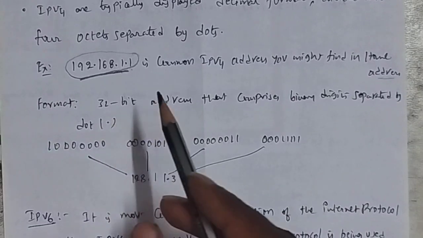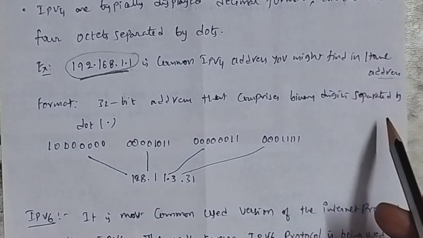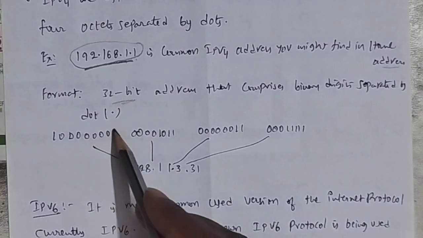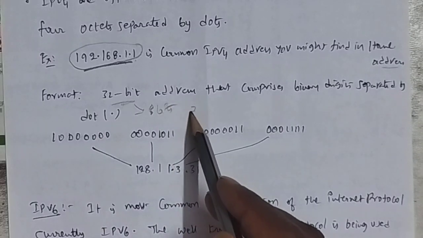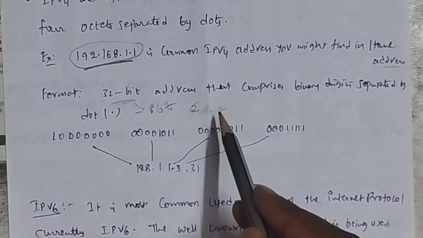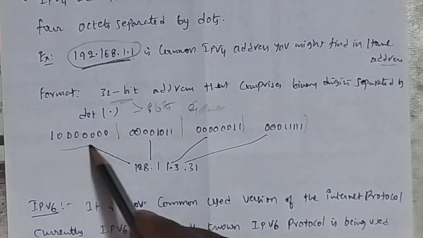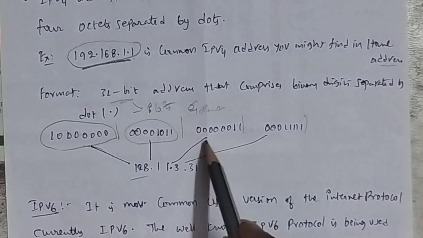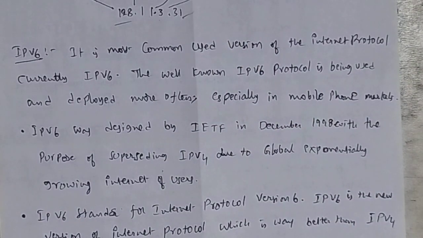The IPv4 format is a 32-bit address comprising binary digits separated by dots. The 32-bit address is divided into 8-bit parts, and 8 bits into 4 parts. See, 8 into 4 is 32 bits. So this is the first part, second part, third part, fourth part. This part becomes 128, this one becomes 11, this part becomes 3, and this part becomes 31. Okay, this is about the IPv4 address, and now we will see what the IPv6 address is.